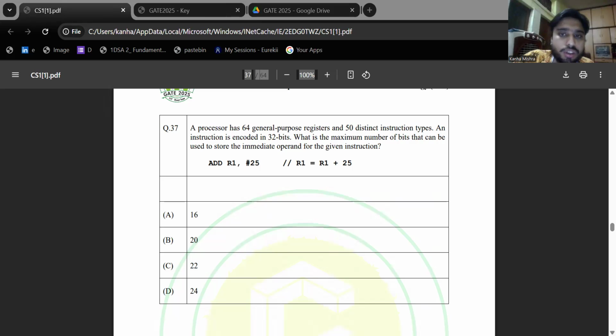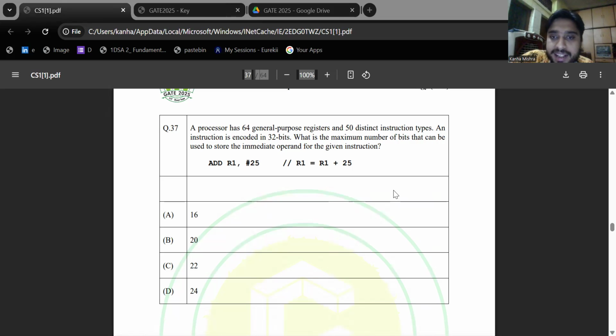Hello everyone, let's solve question 37 of GATE CS1 2025 paper. A processor has 64 general purpose registers and 50 distinct instruction types. An instruction is encoded in 32 bits. What is the maximum number of bits that can be used to store the immediate operand for the given instruction?